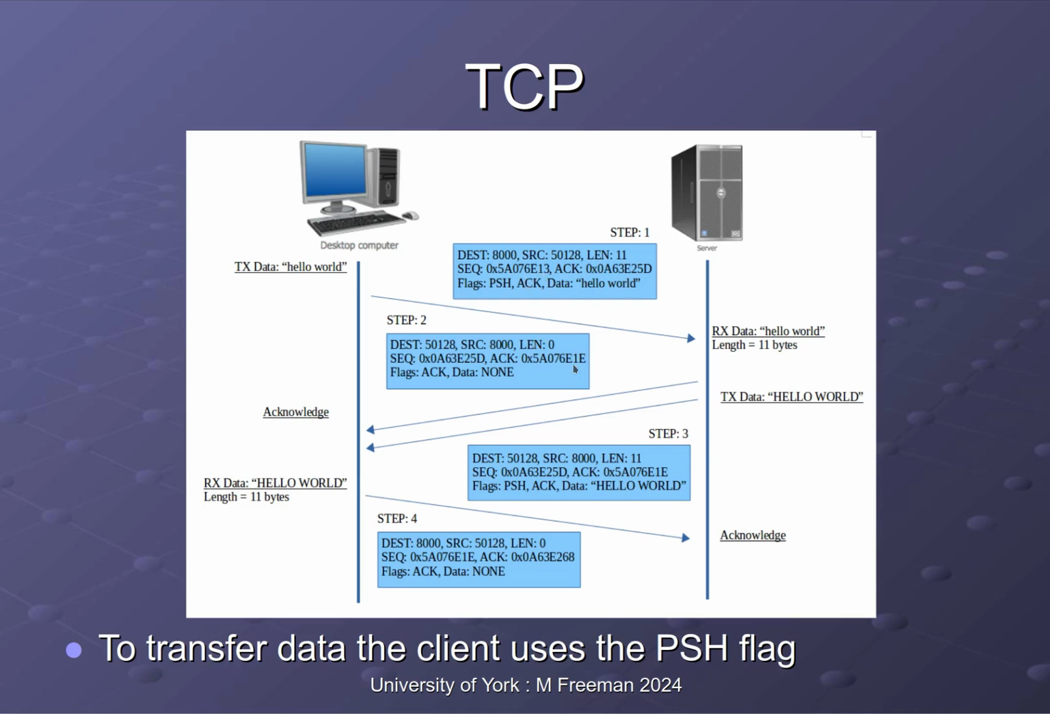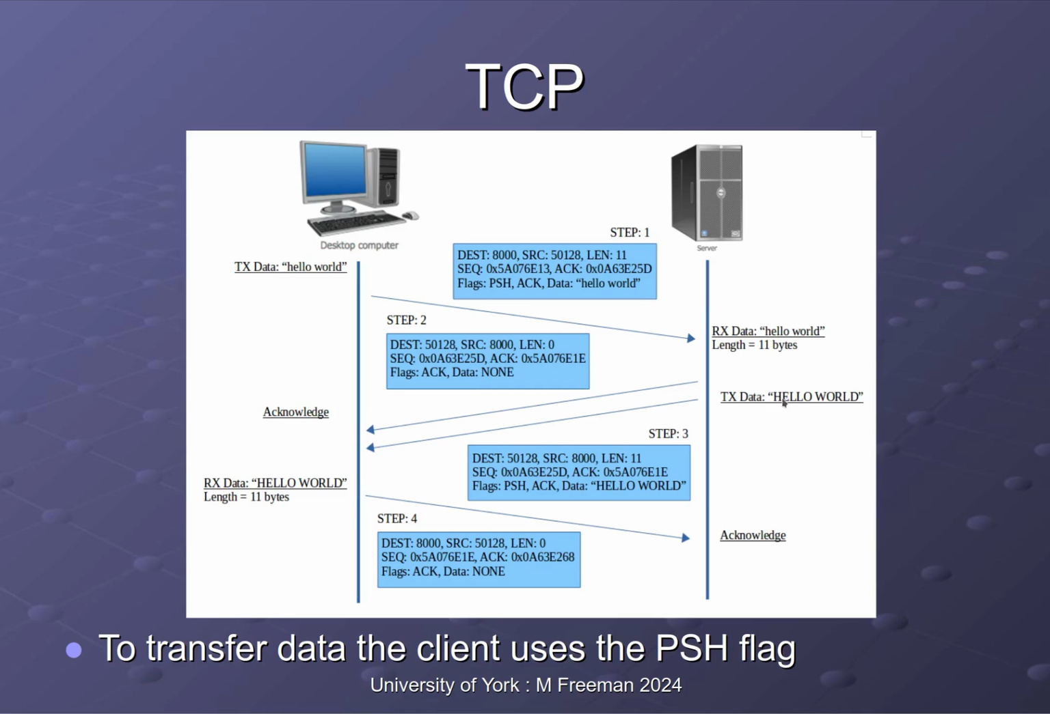So the server is telling the client it's received up to, but not including this sequence number. So we received everything up to 5A076E1D, and the next number it's expecting is E. So it's always one more, which sometimes catches you out. So the client can now delete that packet from its transmit buffer. It doesn't need to retransmit it. It's been received, delete.